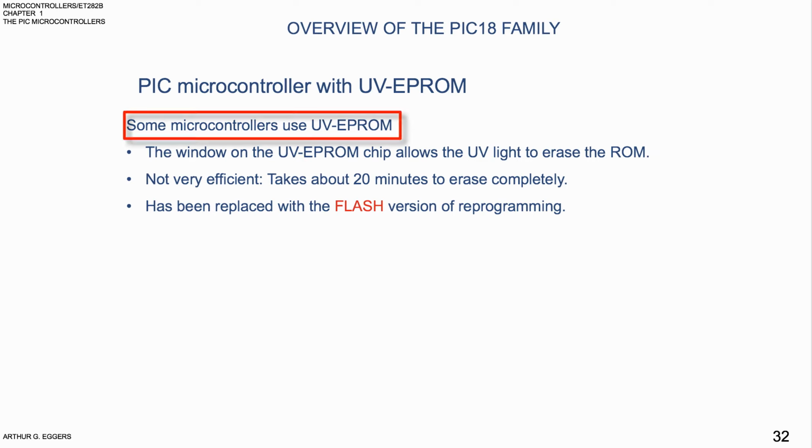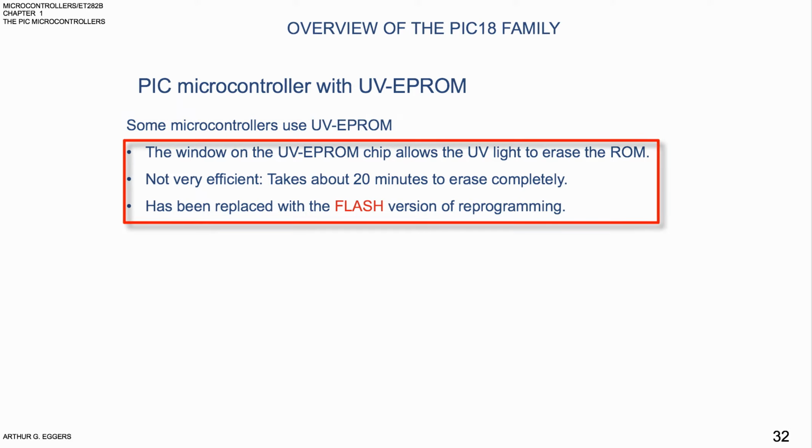Some of the PIC microcontrollers use an ultraviolet or UV EEPROM for on-chip program ROM. To use these kinds of chips for development requires access to a PROM burner, as well as a UV EEPROM eraser to erase the contents of the ROM. The window on the UV EEPROM chip allows the ultraviolet light to erase the ROM. The problem with the UV EEPROM is that it takes a long time. It takes up to 20 minutes to erase the chip before it can be programmed again.